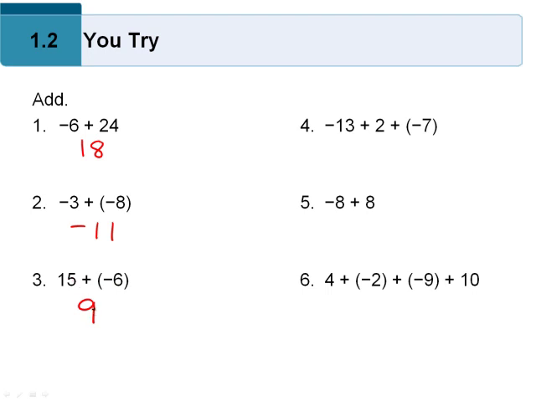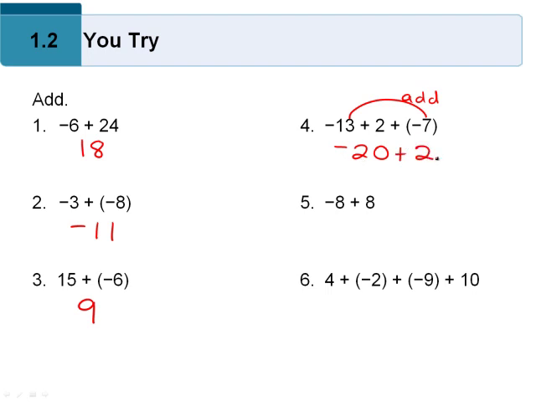Okay. Now look at number 4. We've got 3 different numbers here, okay? What I would do is do the 2 negatives first because I want to add the ones with the same signs, okay? So negative 13 plus negative 7 is going to give me negative 20 because I add and keep the sign. Now bring down the 2.